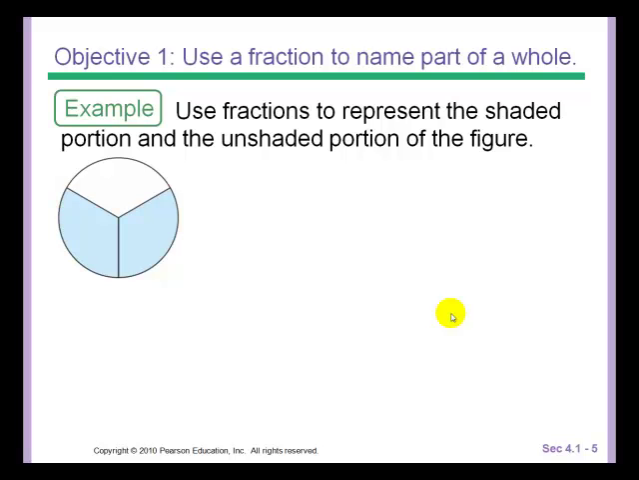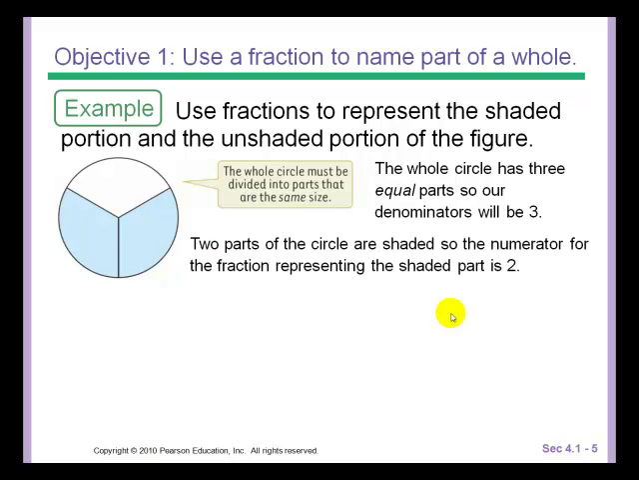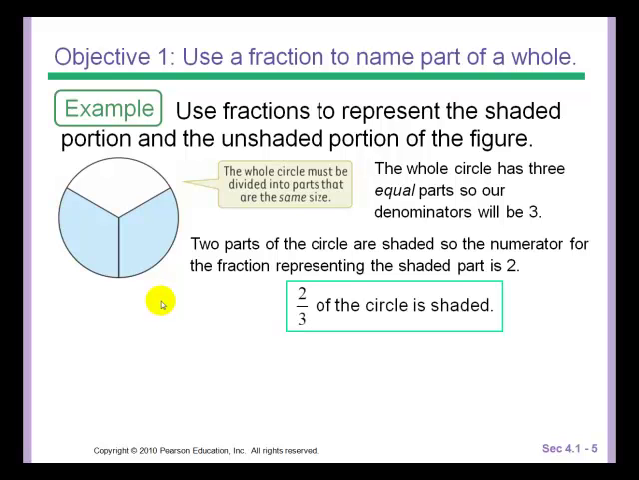Example: use fractions to represent the shaded portion and the unshaded portion of the figure. The whole circle must be divided into parts that are the same size. All fractions must use parts that are the same size. If they are not the same size, you are not dealing with a fraction. The whole circle has 3 equal parts, so our denominator will be 3. 2 parts of the circle are shaded, so the numerator for the fraction representing the shaded part is 2. 2/3 of the circle is shaded. The whole circle has 1, 2, 3 parts, so our denominator is 3. 2 of those parts are shaded, so our numerator is 2.